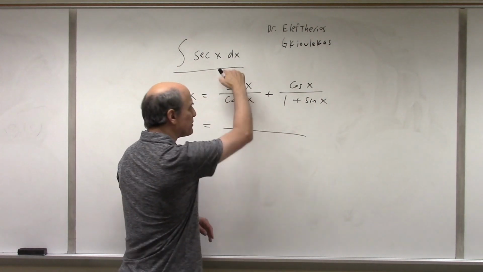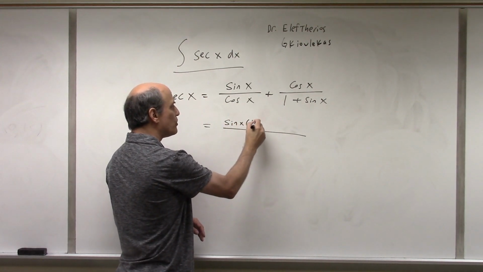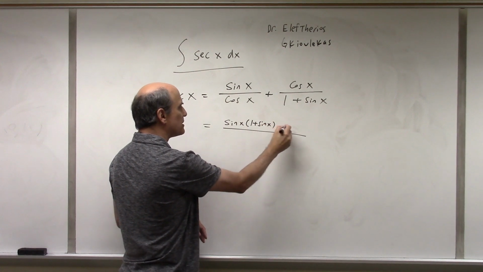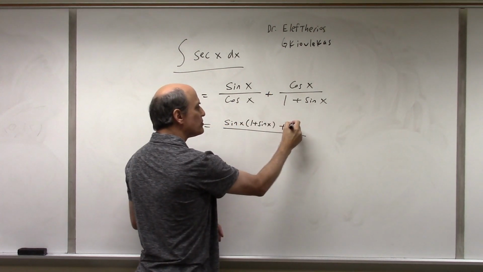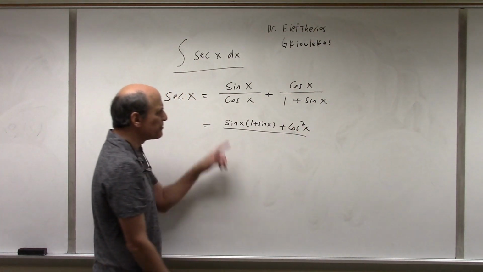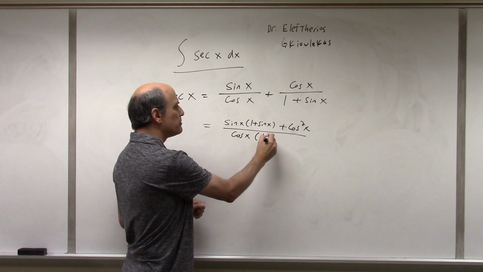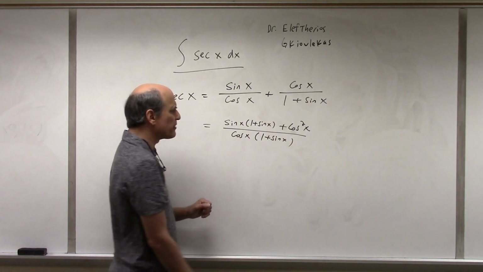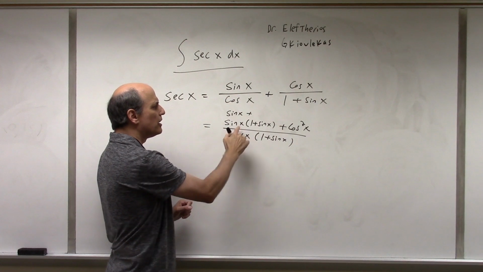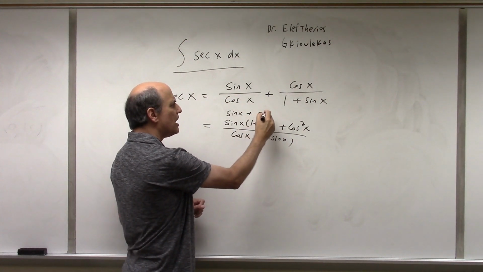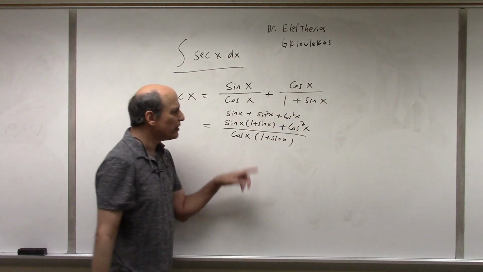That is, I'm going to multiply in this direction sine x times 1 plus sine x, plus multiply in this direction, cosine times cosine will be cosine squared, and then multiply the two denominators, cosine x times 1 plus sine x. And notice up here we have sine x plus sine squared plus cosine squared.